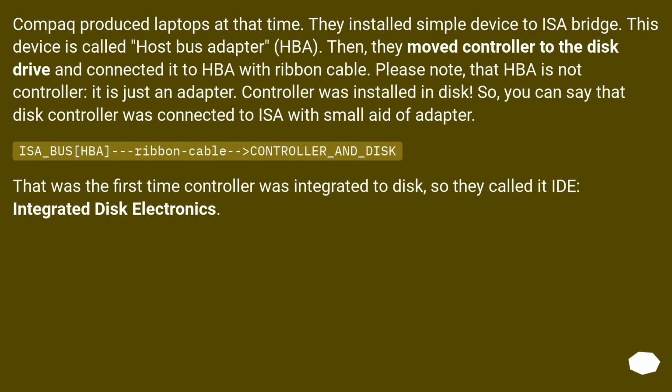Compaq produced laptops at that time. They installed a simple device to ISA bridge. This device is called Host Bus Adapter, HBA. Then, they moved the controller to the disk drive and connected it to the HBA with a ribbon cable. Please note that the HBA is not a controller, it is just an adapter. The controller was installed in the disk. So, you can say that the disk controller was connected to ISA with the small aid of an adapter. ISA bus -> ribbon cable -> controller and disk. That was the first time a controller was integrated into the disk, so they called it IDE, Integrated Disk Electronics.